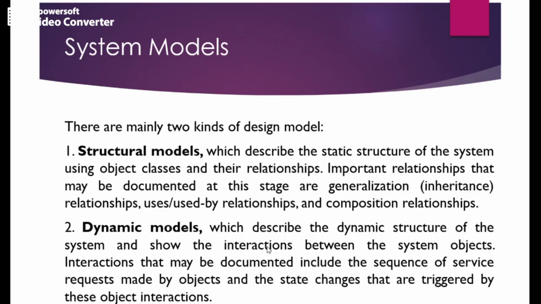So interactions that may be documented include the sequence of service requests made by objects. So interactions means like one object might make a request for a particular service with another object. Another thing is interactions is like change in the state of the object of the system. So how is there a change in the state of the system? Once it is triggered by some events, there is change in the state of the object.